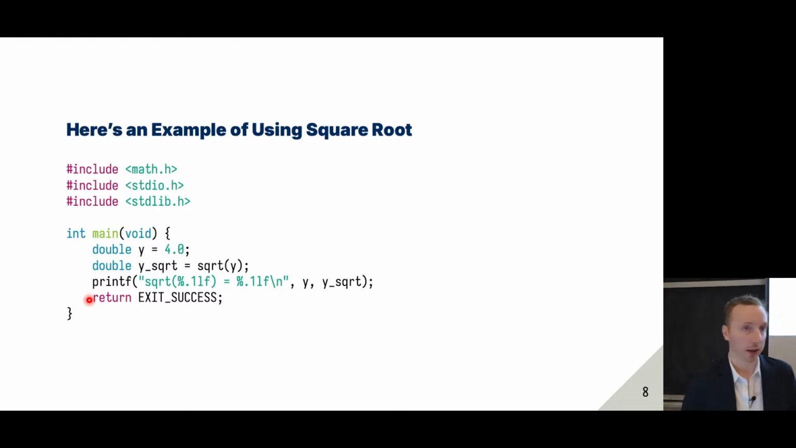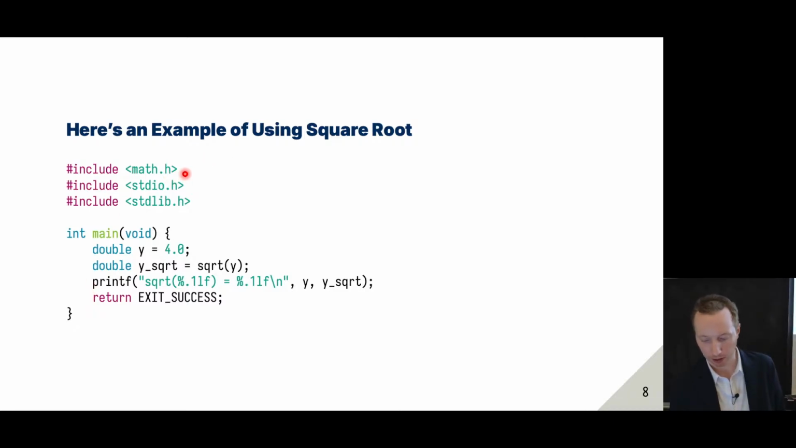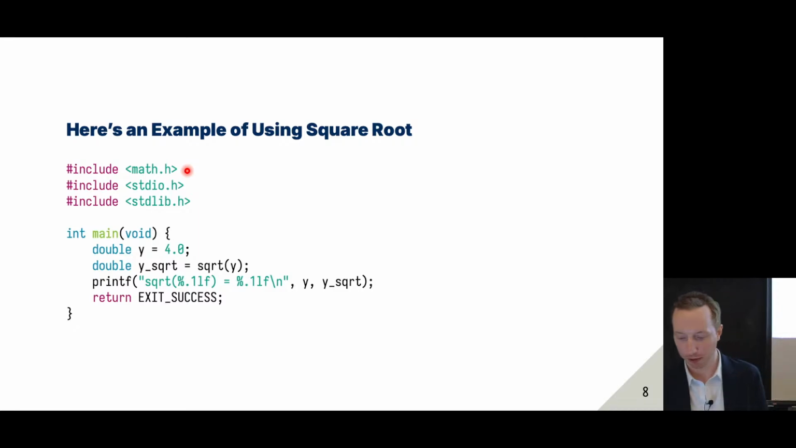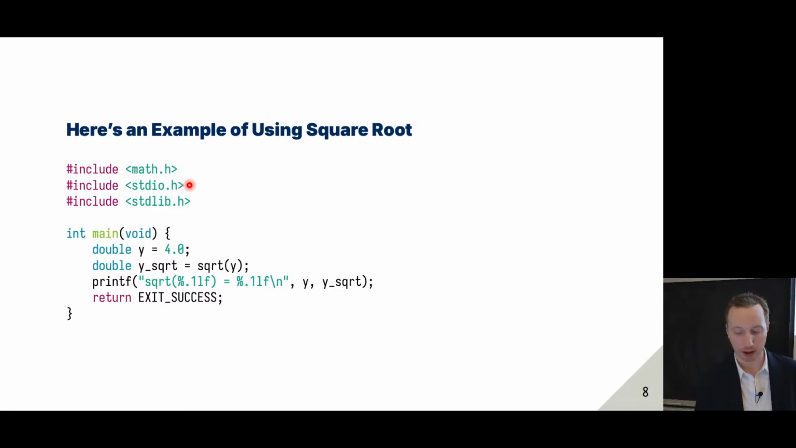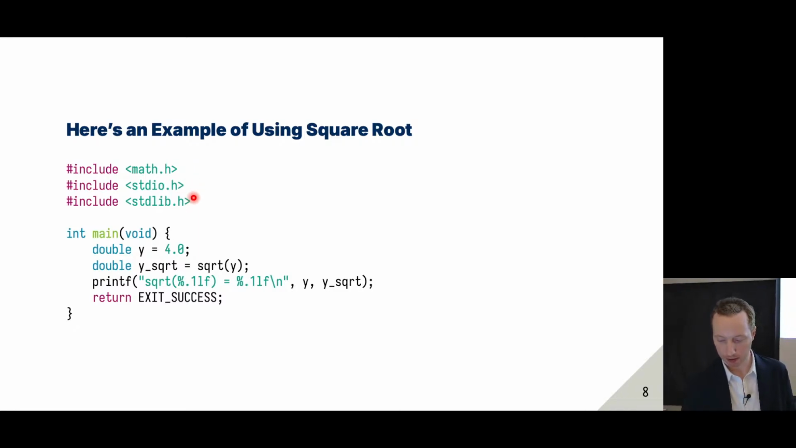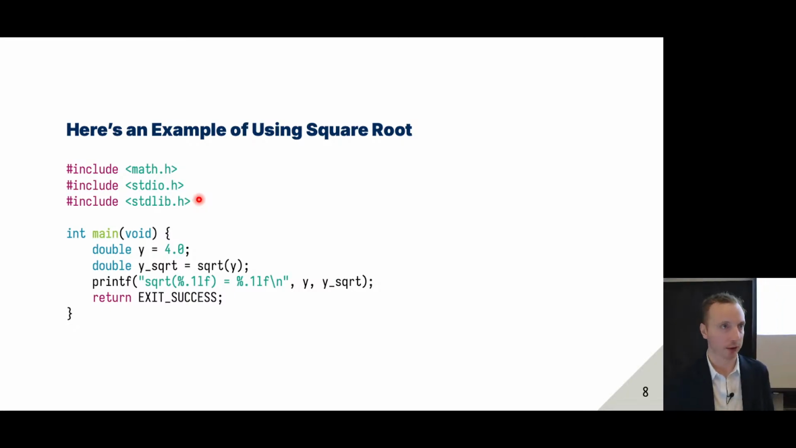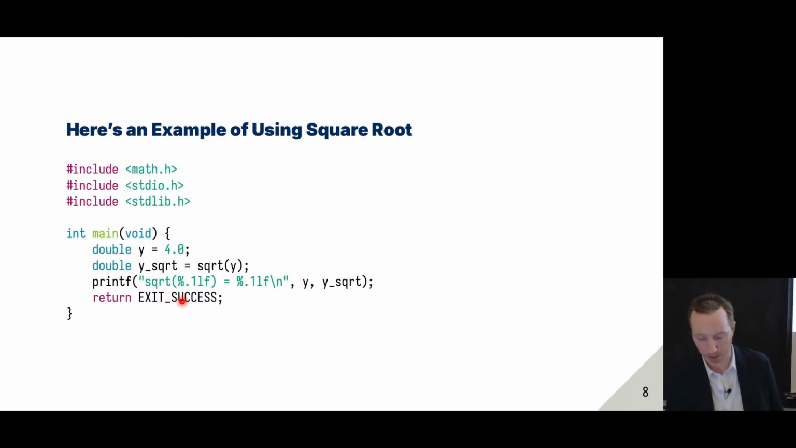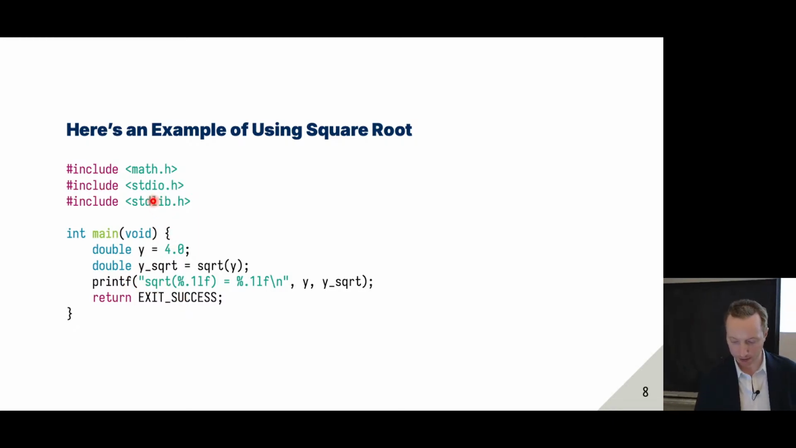So here's an example in code if I was using square root and I have all of my includes at the top. So I have math.h, that's where the square root function is. Then I have standard IO for printf. Then I have standard lib for that exit success value there. So I just don't have a magic value. If I didn't want to have exit success and just put 0 there, I wouldn't need that one. But exit success is part of this header file.